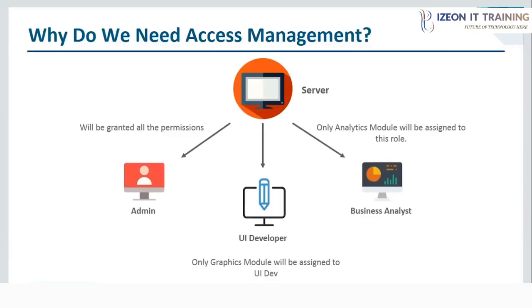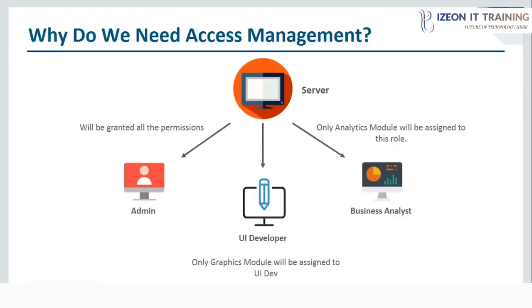Similarly, if after that a business analyst comes in, he should only be able to access the analytics module which is there in your server, right? He should not be able to get into the UI development part, or he should not be able to see the other aspects of what is there in your server, right? So each and every user or each role will have specific rights assigned to them, right? And this is done by policies which are in turn given by administrators, right? So this is what access management is, that giving each role the specific rights that they deserve.